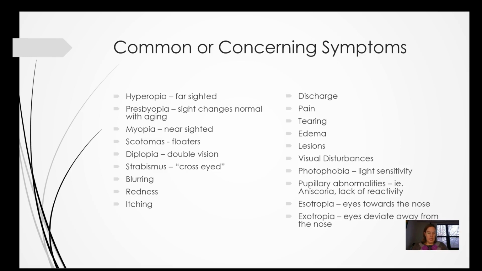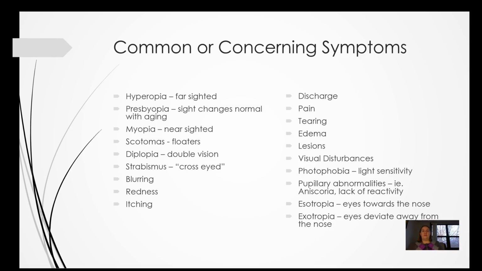Scotomas are the floaters. These are the little cloudy spots that people get in their eyes. Sometimes people will also talk about silver floaties, like silver confetti or something like that, that they see in their field of vision, and those are called scotomas. We already talked about diplopia, we talked about strabismus, any blurring of their eyes, okay?